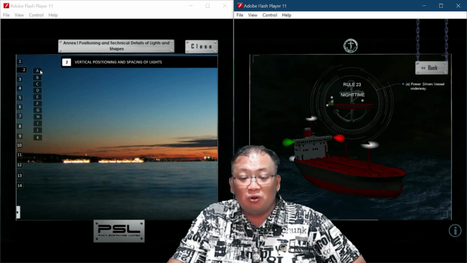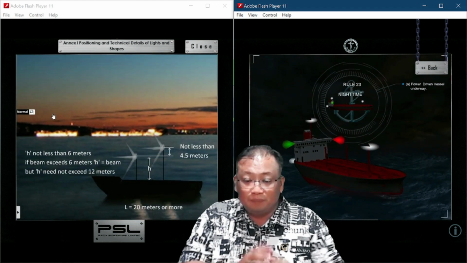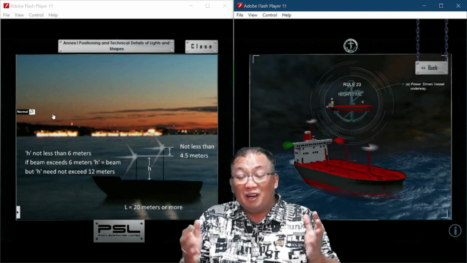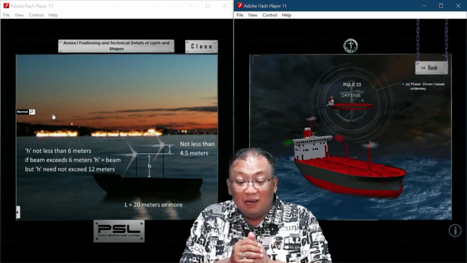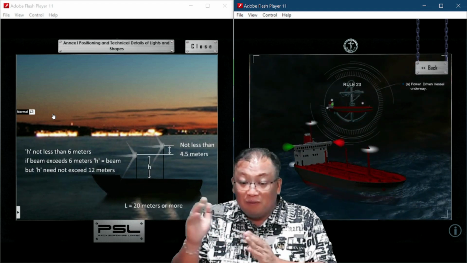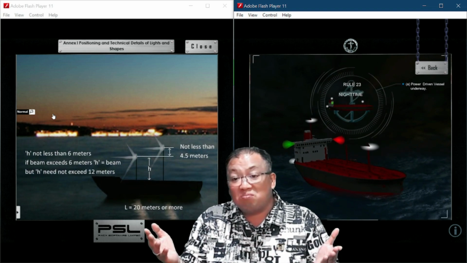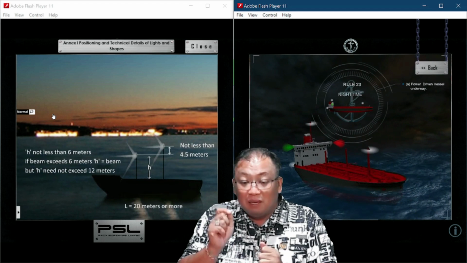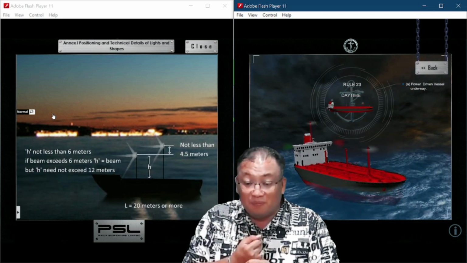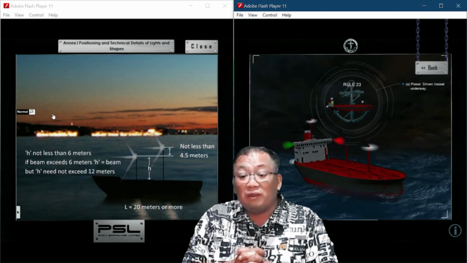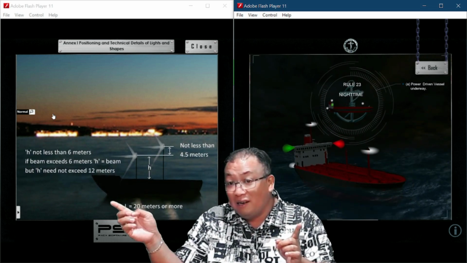Let's show the animations of what we are talking about. It's very clear. On my left are the actual rules. On my right is the annex. The height, the h, is not less than 6 meters. If the beam exceeds 6 meters, the height equals the beam. So you're talking about the square type. But it need not exceed 12 meters. If you have to extend the height, for a vessel of 20 meters or more, the maximum is 12 meters. So remember this one, 6, then the other is 12.